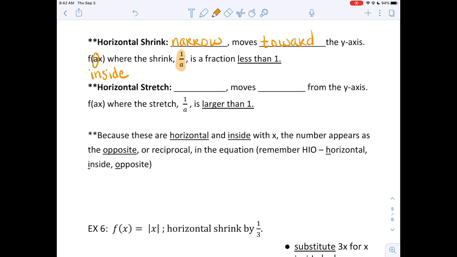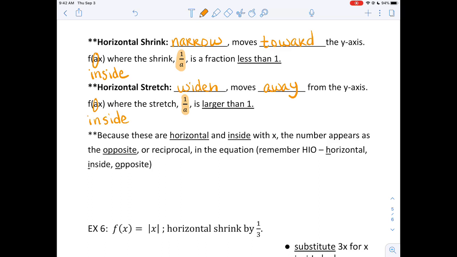Horizontal stretches, on the other hand, are going to widen our graph and move away from the y-axis. We still are notating it with an A on the inside, right there with x. It's only affecting x. And our stretch is the reciprocal, the opposite. That 1 over a value will be larger than 1.